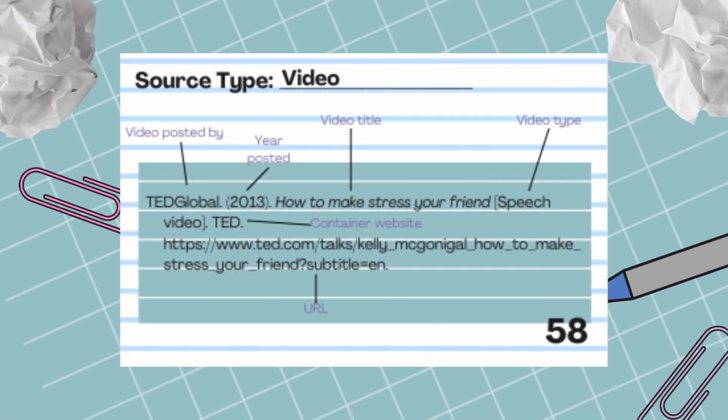And then finally, a video APA citation. The formatting for this is username of the poster, the year, month, and day, the title of video, the type of video, and then the platform the video was posted on, and the URL. Sometimes this may vary with the type of video, such as a movie versus a YouTube video. For this example, the video was posted by TED Global, posted in 2013, and the video title is How to Make Stress Your Friend. The video type is a speech video, and this was found on the TED website, and the URL is also included.